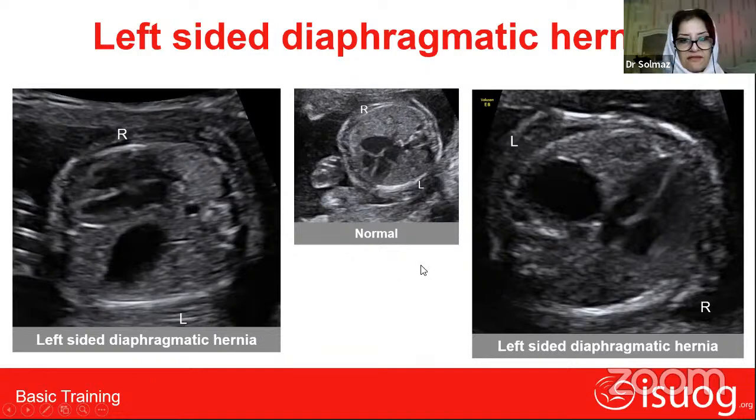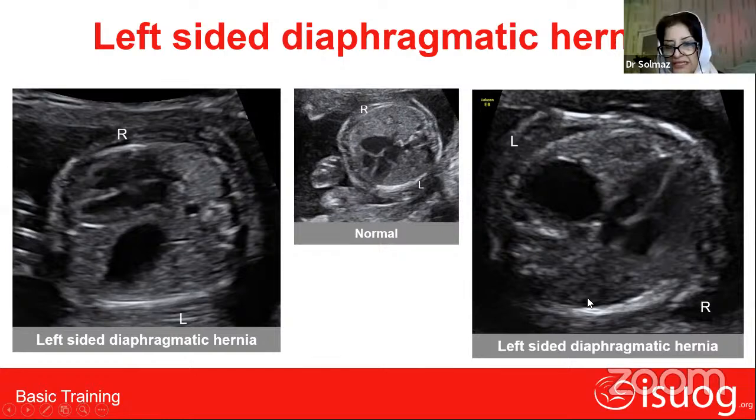So some examples of normal and abnormal cases. The middle image is the normal four chamber view. The left-hand side image shows a left-sided diaphragmatic hernia. You can see the four chamber of the heart, which has been pushed toward the right side, and you see a black fluid filled area in the left chest, basically, which is the stomach. And you can see this triangular shaped structure here, which is part of the liver.